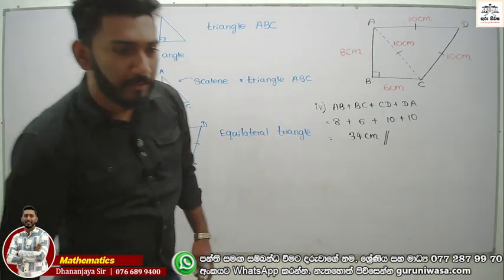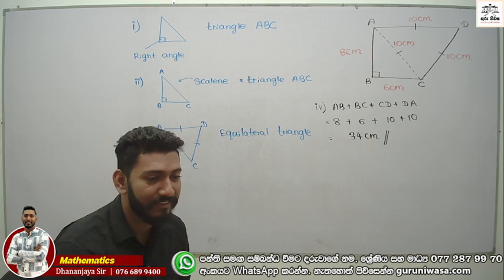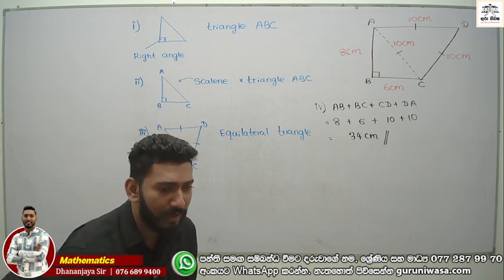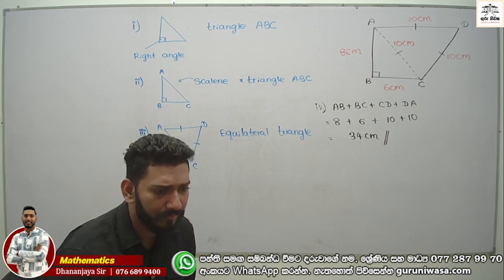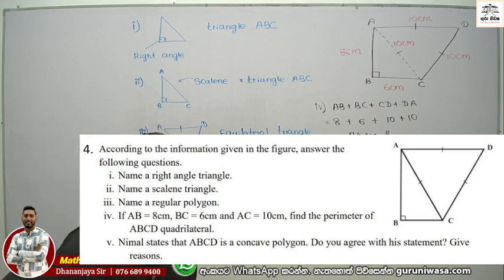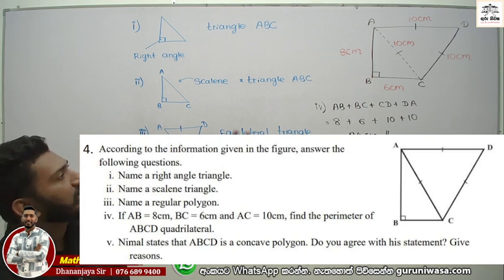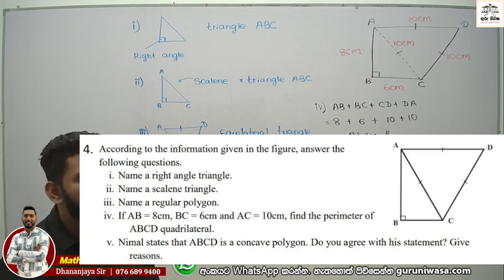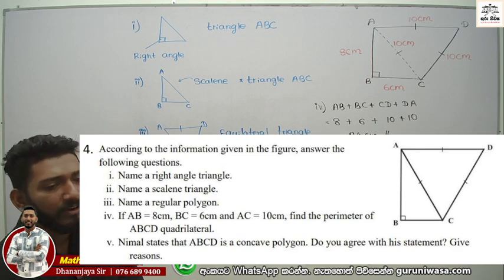So what reflex angle is here? We cannot see any. There are no reflex angles in this. So what should the answer be? Let's first look at the question asked. Niwasa states that ABCD is a concave polygon. Do you agree with his statement? We know that if at least one interior angle of a polygon is a reflex angle, then we call such a polygon concave.